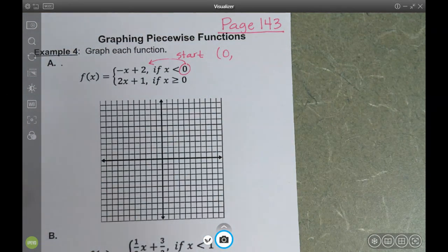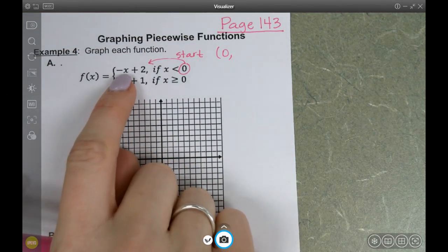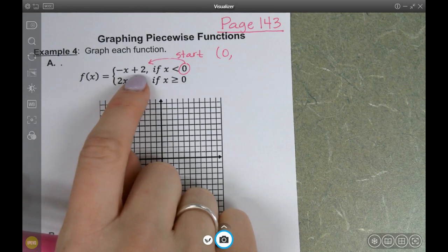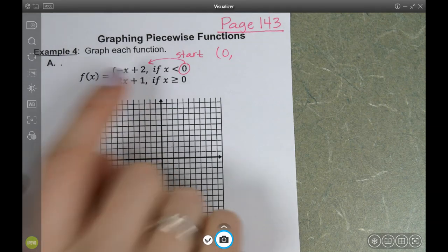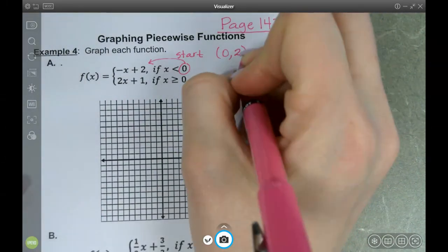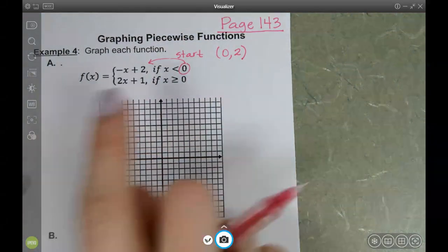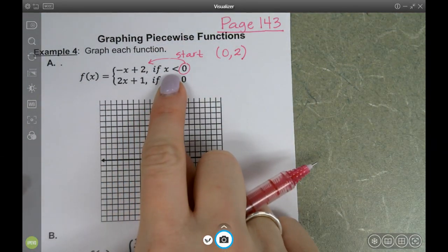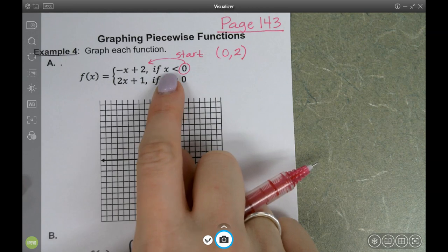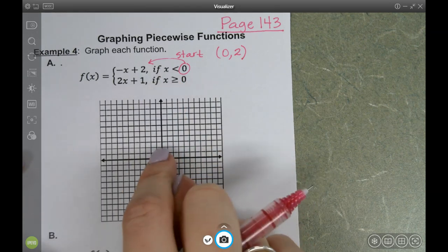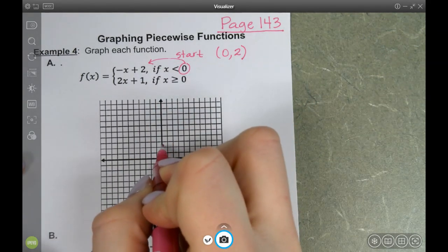If I plug in 0, negative 0 is just 0. 0 plus 2 is 2. Is that going to be a closed circle or an open circle? An open circle, because it's less than. So at the point 0, 2, I'm going to put an open circle.